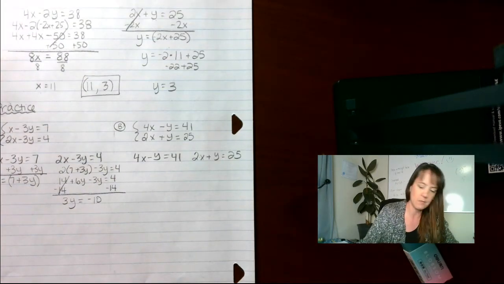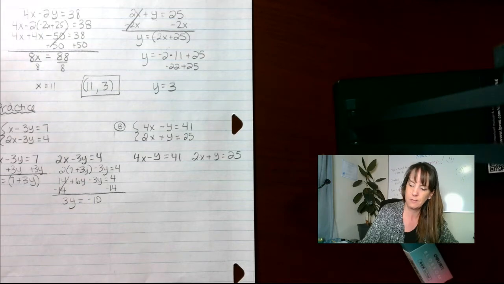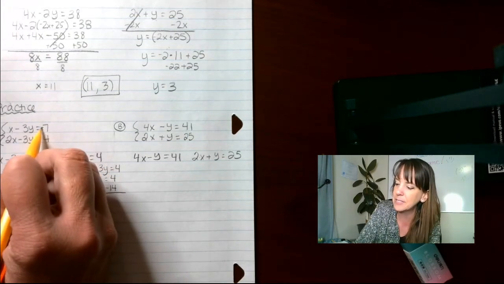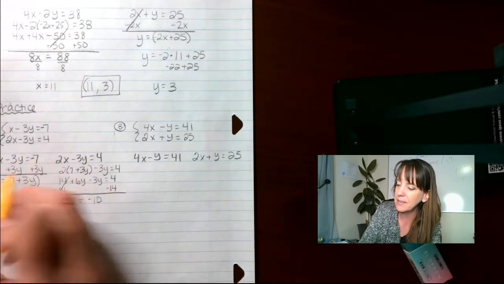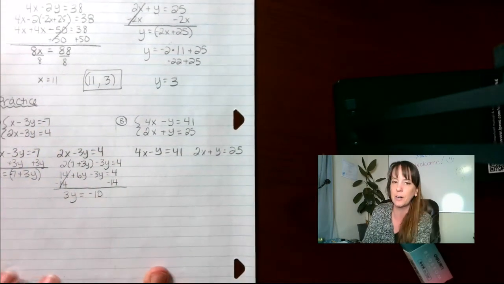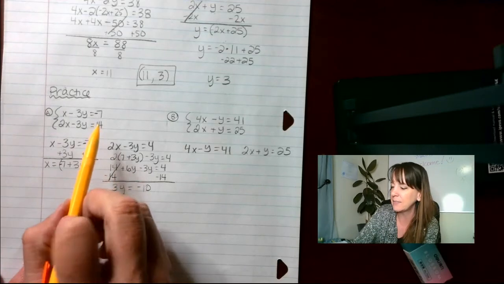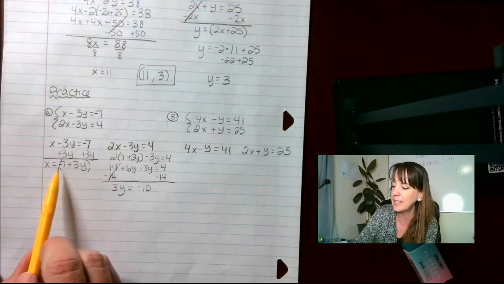Okay, so 2x... oh, this was a negative 7 here. Negative 7. I'm so sorry, you guys. That was a negative 7 here, which meant I had to change it here and here.